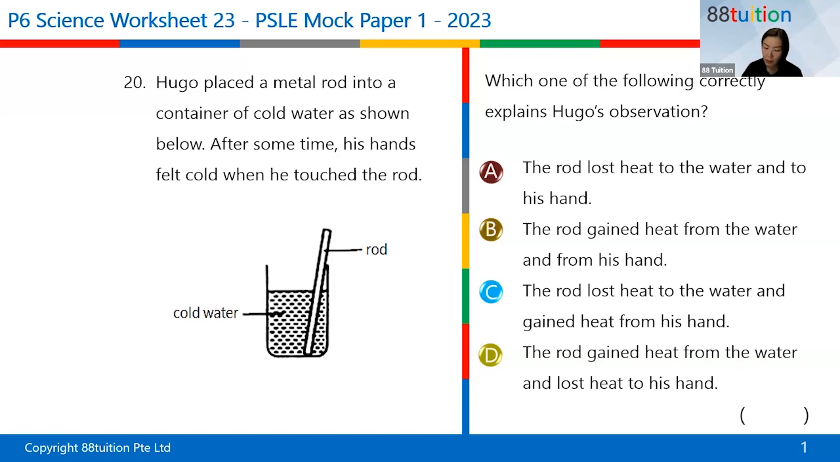So for this particular question, there's a metal rod put into a container of cold water. After some time, his hand felt cold when he touched the rod. So what is this about? Which one actually serves to explain the observation?